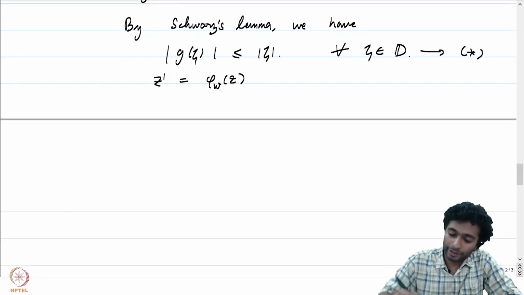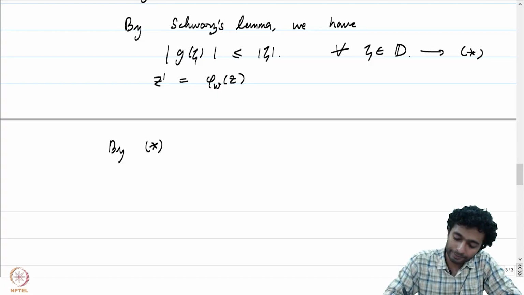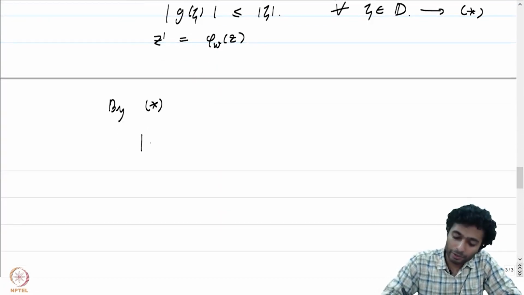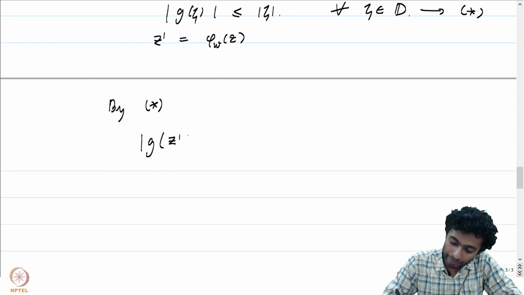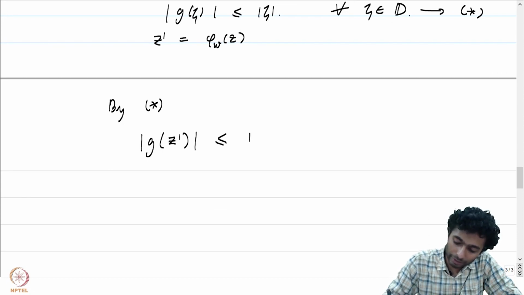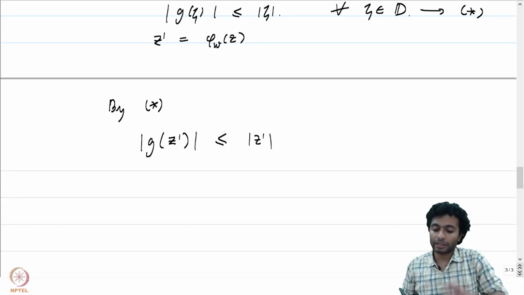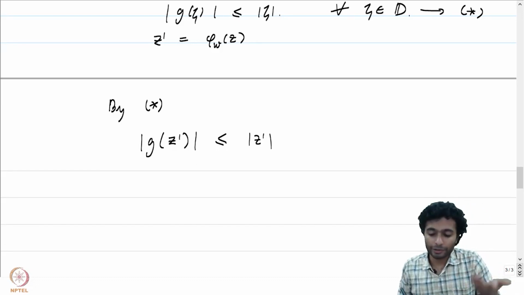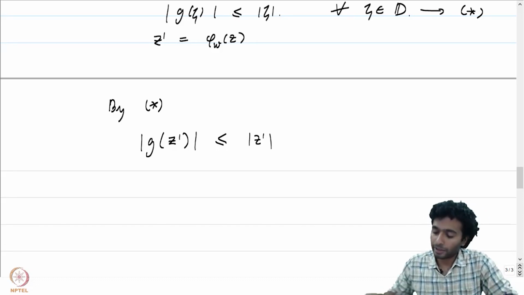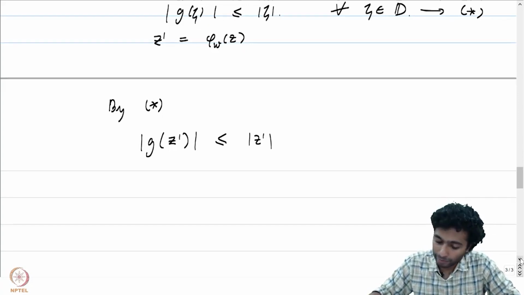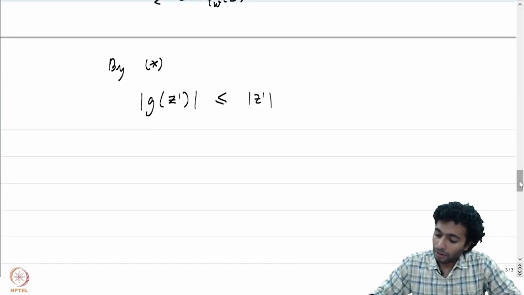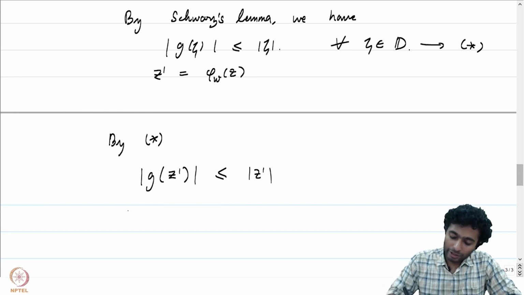So star is going to give us, by star, the absolute value of G of Z prime, which is less than or equal to the absolute value of Z prime. Notice that for Z in D, phi W of Z is also going to be in D, so Z prime in particular is going to be in D, and this is satisfied by our function G. But what does that mean? What is G of Z prime?